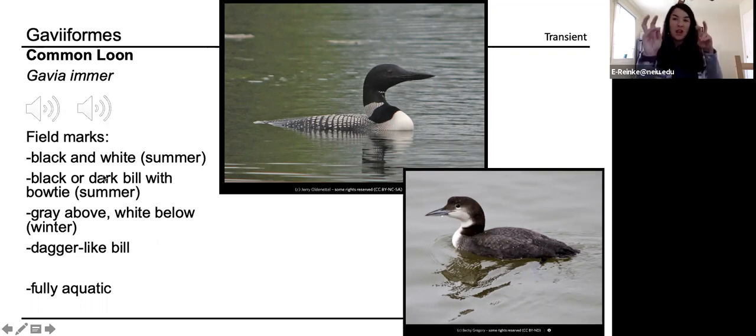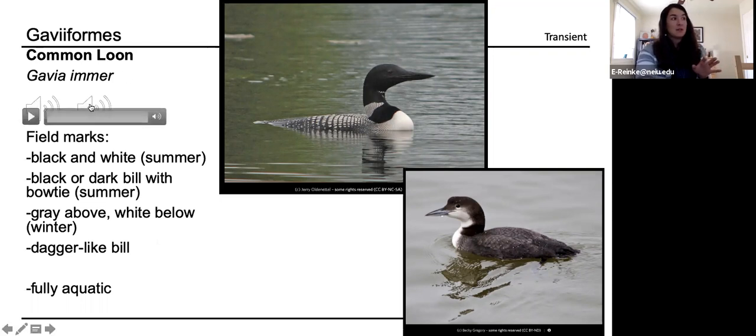So that's actually the loon laughter. That's not the one that's used in movies so often, but it is really cool to hear. This is the one I was thinking of.